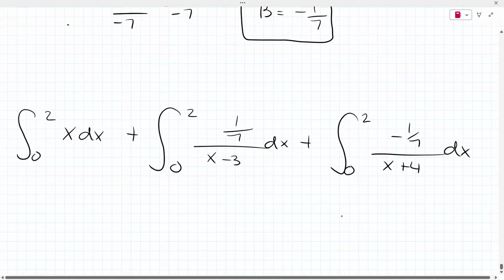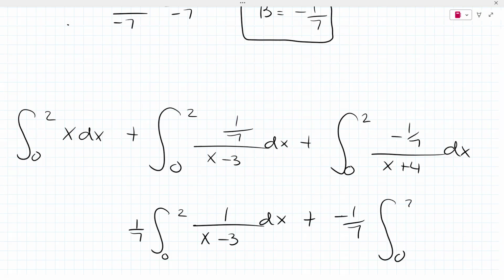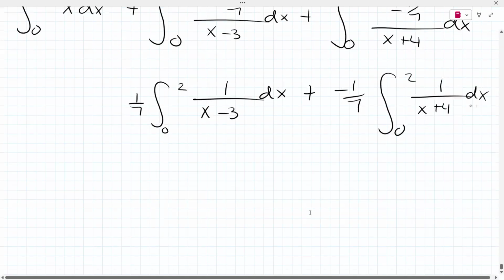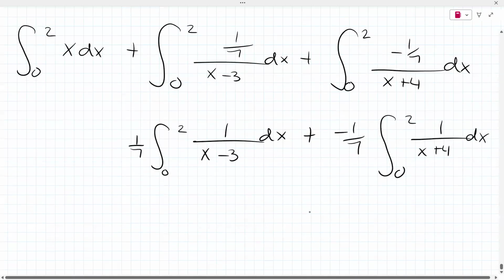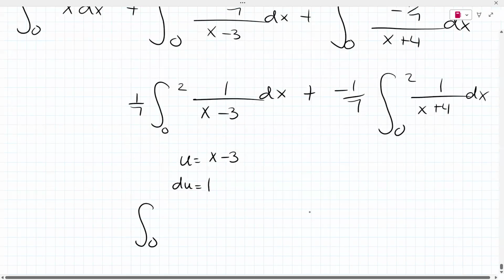And then 1/7 is a constant, so you can put that in front. So you get 1 over x minus 3 dx plus, and then -1/7 is a constant, so take that out. 0 to 2, and then you have 1 over x plus 4 dx. And let's do this real quick. What's the integration of 1 over x minus 3? You'll have to do u substitution, which is x minus 3, and then take the du, which is 1. So that works out real nice.